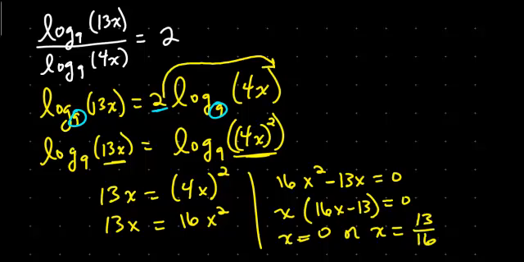So can I plug a 0 in here? Can I take the log base 9 of 13 times 0, which would be the log base 9 of 0? That would be 9 raised to what power equals 0? I can't do that, so that gives me a bad answer. So my final answer is going to be x equals 13/16.